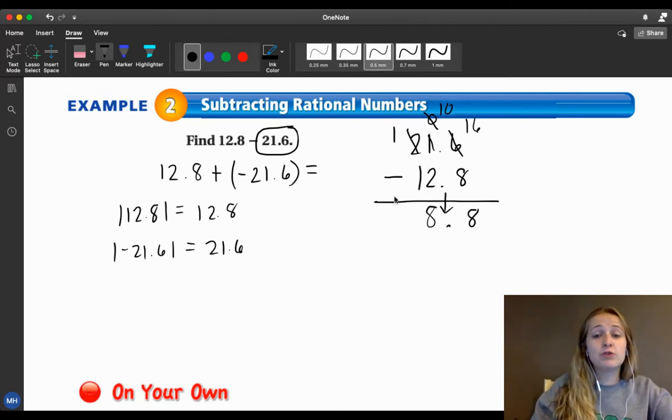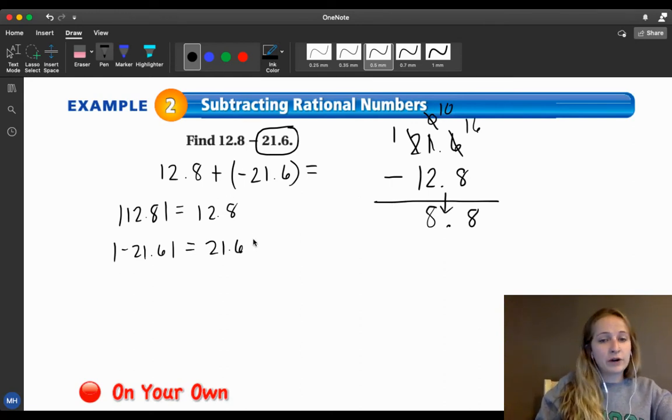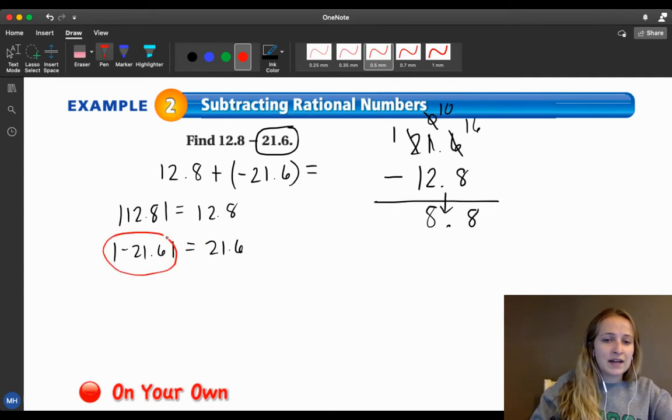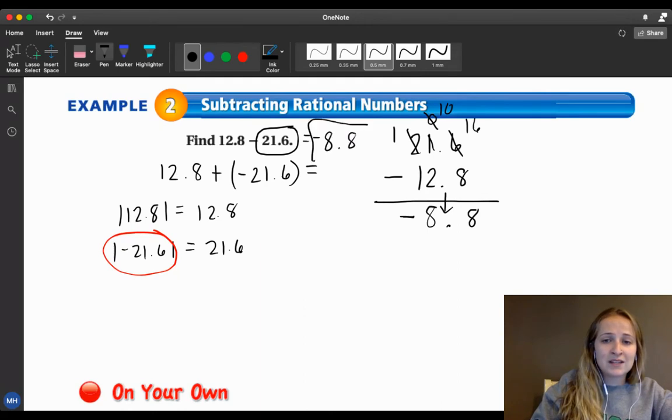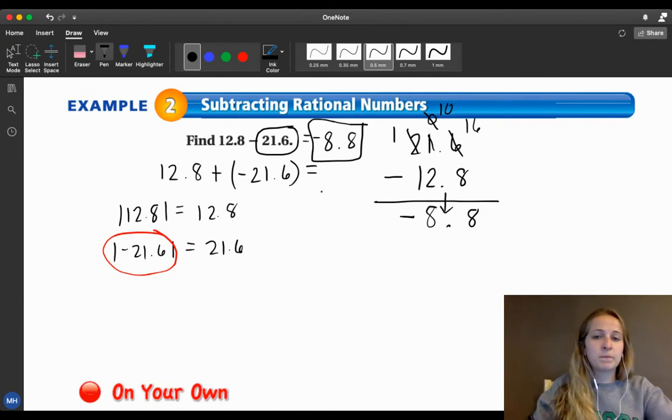But then we need to do our last step, which is take the sign of the greater absolute value. Well, this is the greater absolute value, and I see that there's a negative in front of it. Therefore, we need to put a negative in front of our answer. So 12.8 minus 21.6 is going to give you negative 8.8, and that's going to be our final answer.